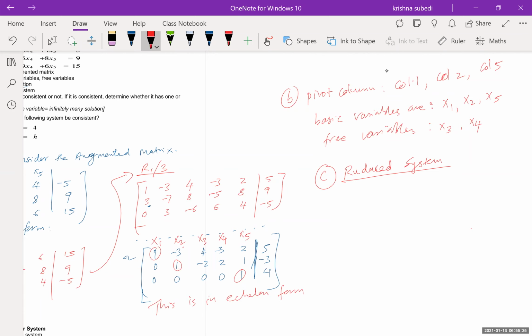I have a question. For the pivot column, how can column 5 have a leading entry? See, there is a 1 here. If there is 0, then there will be only 2 pivots. But since there is 1, okay.